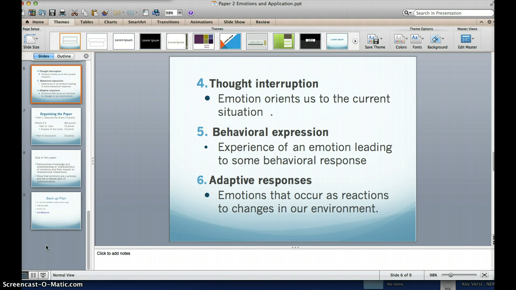The sixth and final characteristic is adaptive responses. Adaptive responses are emotions that occur as reactions to changes in our environment. An example of this is when the same character is alone in a house and is caught off guard when another character appears out of nowhere in the house. Out of fear, the character takes off running to another part of the house because they are now in survival mode. Their adaptive response to fear is to run.